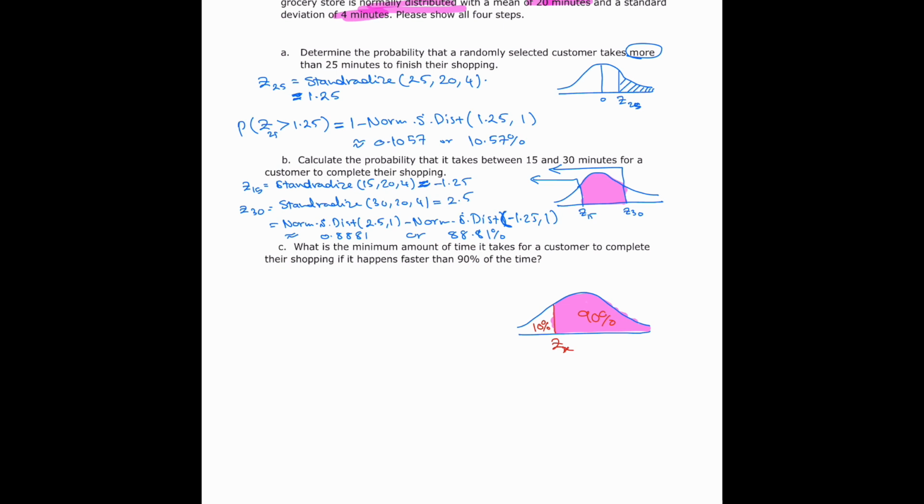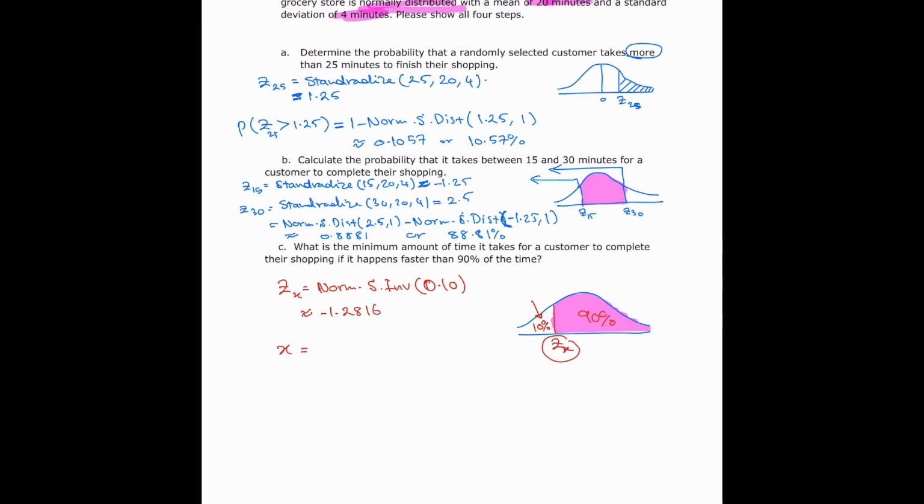Because the inverse function cannot use the 90%, since it's to the right of the missing number, we have to use the 10%. So we're going to say that z is equal to norm.s.inverse of 10%, which is going to give me approximately negative 1.2816.